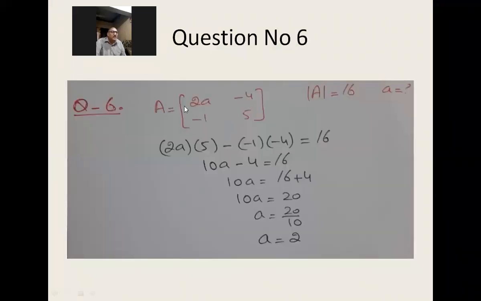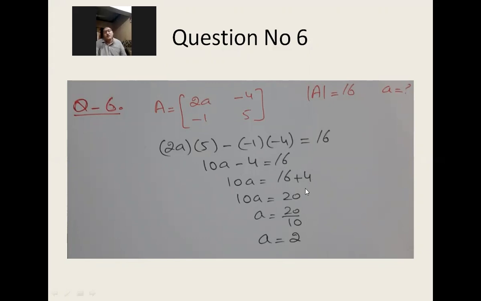Okay. So the matrix is given: 2a, minus 4, minus 1, 5. The determinant is also given, that's 16. And we want to find out the value of a. So I will find the determinant of this matrix. I will multiply these two terms with each other. So 2a multiply 5, then a negative, that's the formula, and then minus 1 will multiply with minus 4. You can see this here. So it will be 10a minus minus, that is plus, 4, equals 16.